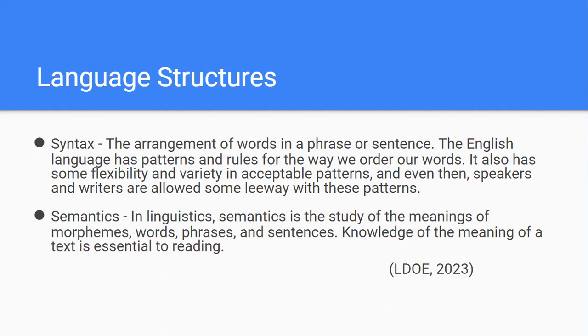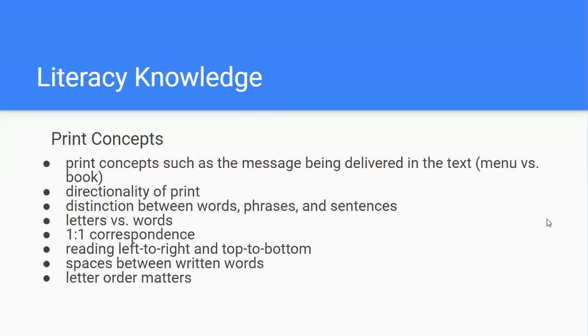So syntax is the arrangement and semantics is the meaning. Both of those work together to help readers understand language structures. Literacy knowledge really comes into play when we're talking about print concepts. So the message being delivered in the text, the menu at a restaurant, for example, is set up very differently than the way, for example, a picture book is set up or a novel is set up.